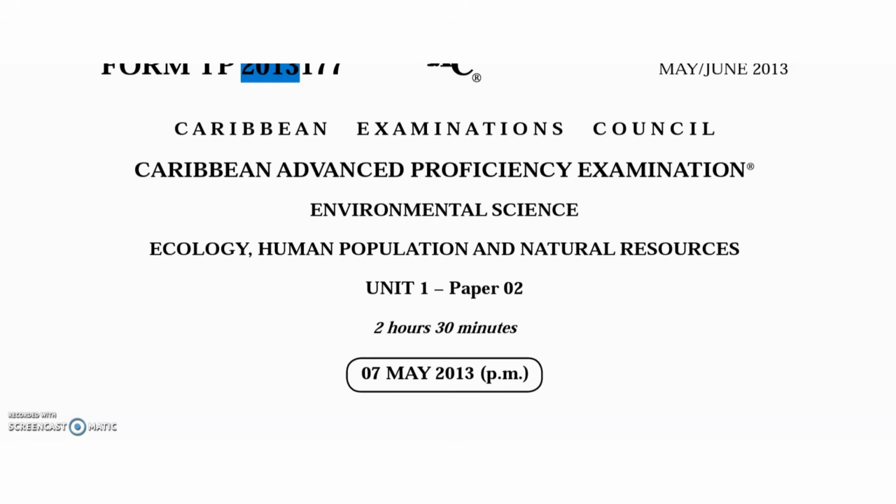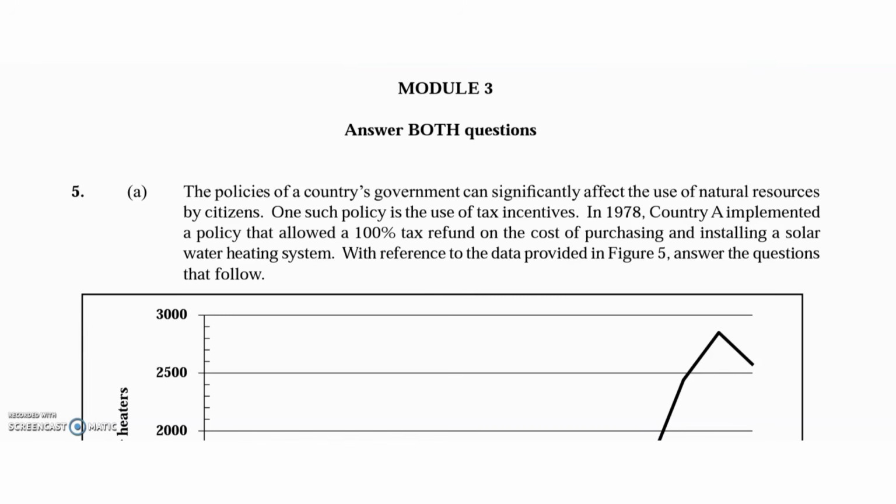2012 paper. Let us continue with 2013 paper, Unit 1, Paper 2, Module 3. Module 3, Question 5a: the policies of a country's government can significantly affect the use of natural resources by citizens. One such policy is use of tax incentives. In 1978, a country implemented a policy that allowed 100% tax refund on the cost of purchasing and installing solar water heating systems. With reference to the data provided in Figure 5, answer the questions that follow.